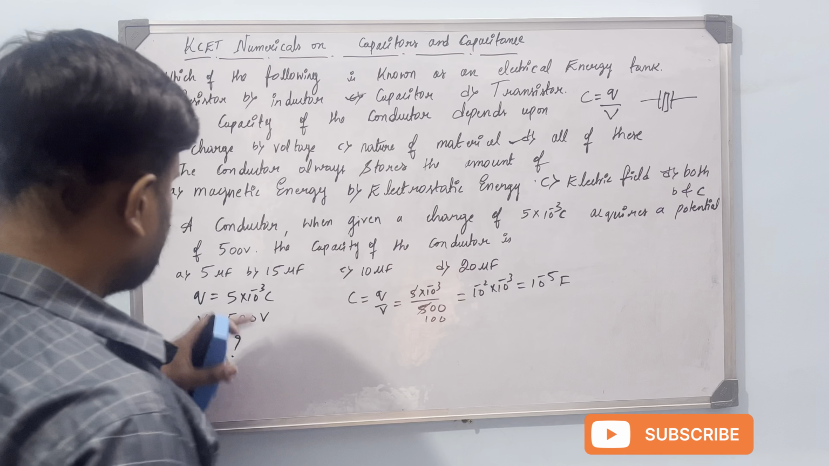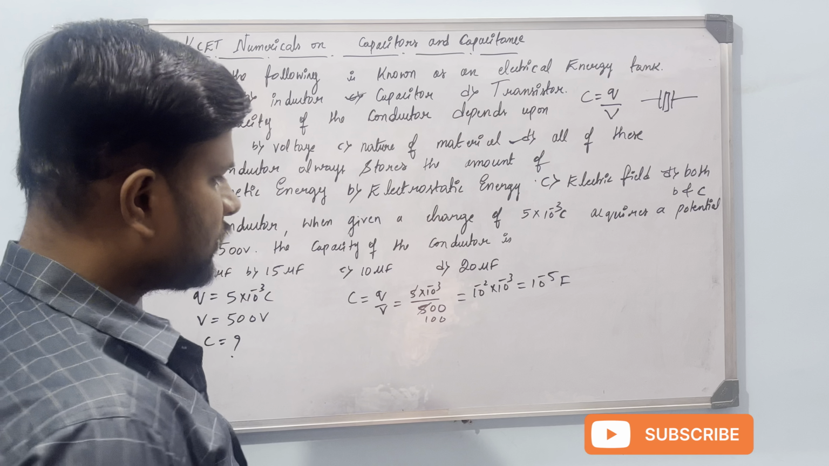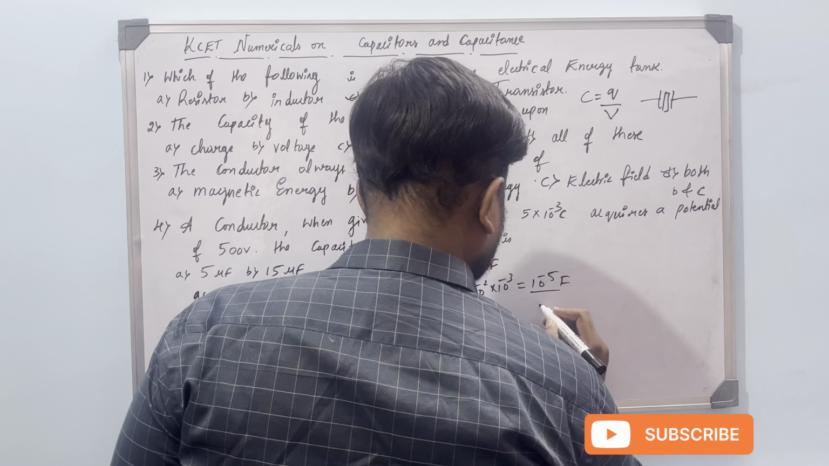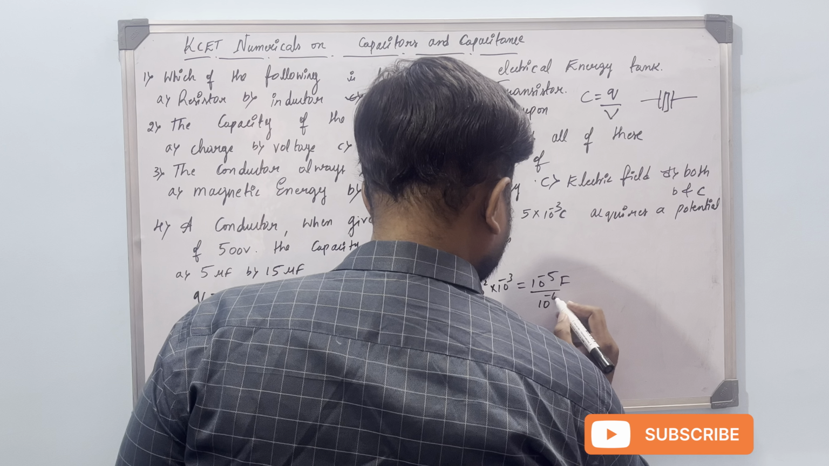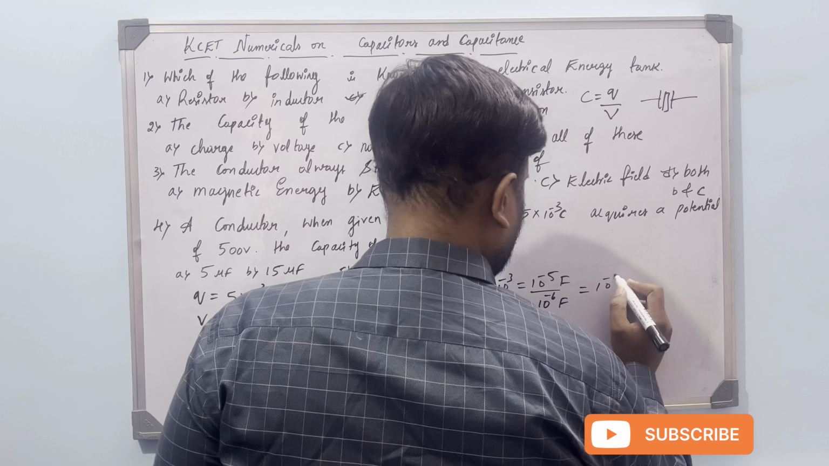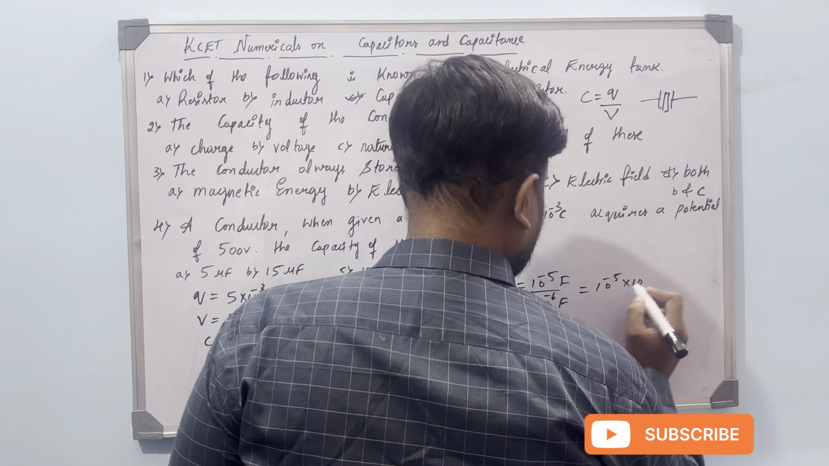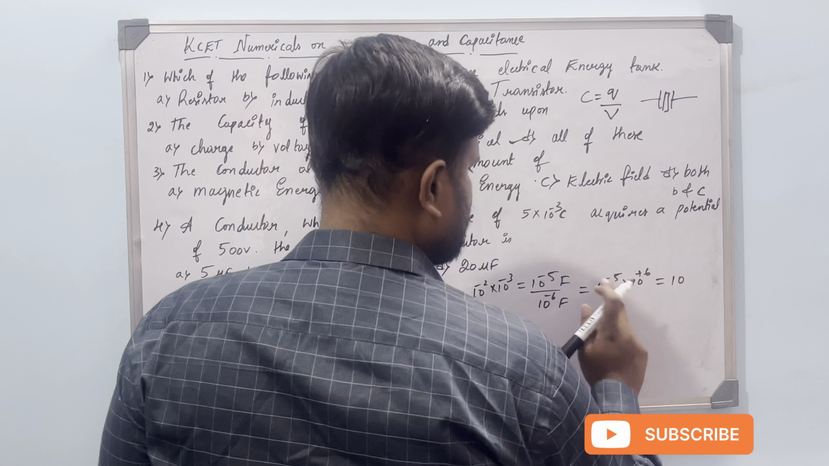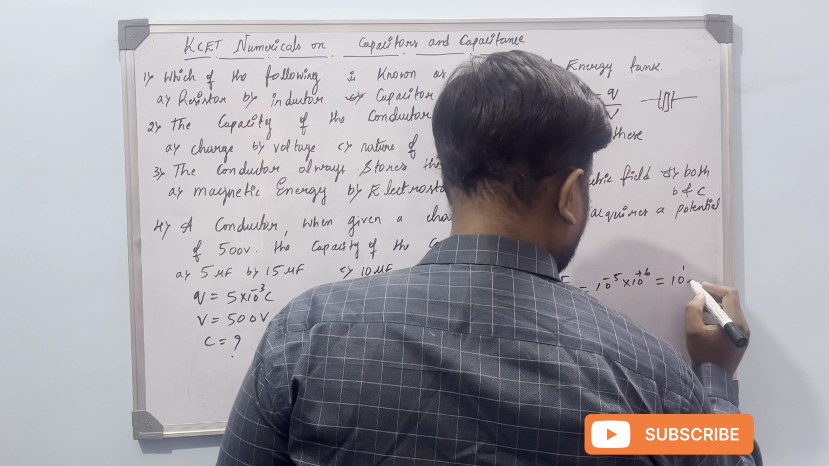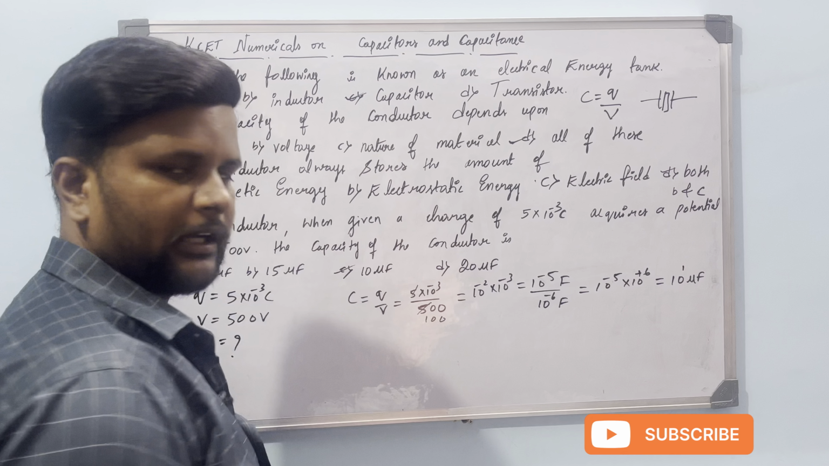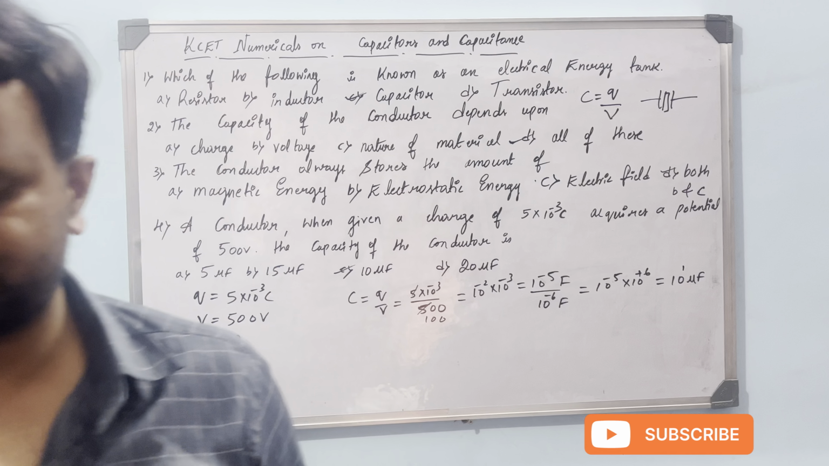Here the answer options are given in micro, so divide the answer by micro. What is the micro value? 10 power minus 6 farad. If this goes to the numerator, 10 power minus 5 into 10 power plus 6, that is equal to 10 power 1 microfarad. 10 power 1 means 10 only. So 10 microfarad is the answer.